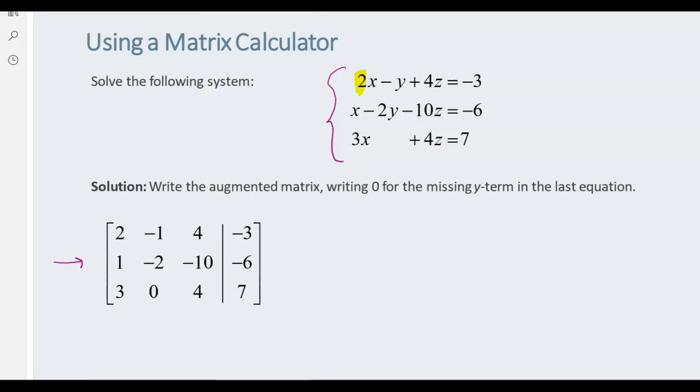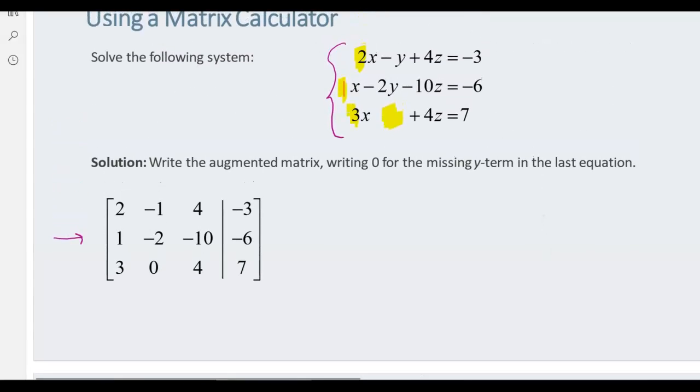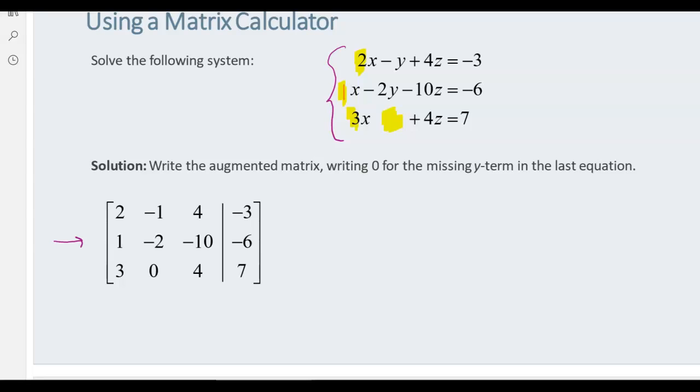For the x column, we have 2, 1, even though it's not written there, and then 3. So we've got 2, 1, 3 written here. For the second column, -1, -2, and then we put a 0 as a placeholder because there's no y in that third equation. So this is the augmented matrix for the system of equations that's up above. If we go to a matrix calculator, it would simplify this for us and give us a solution.